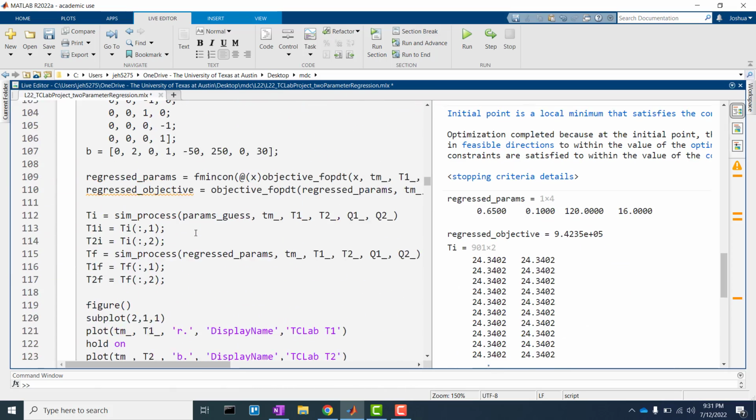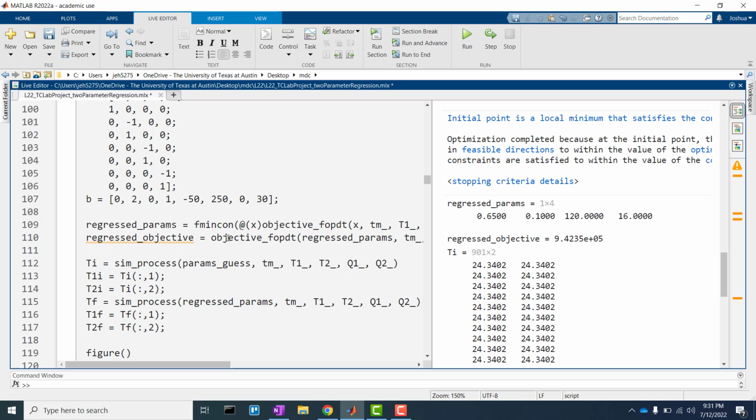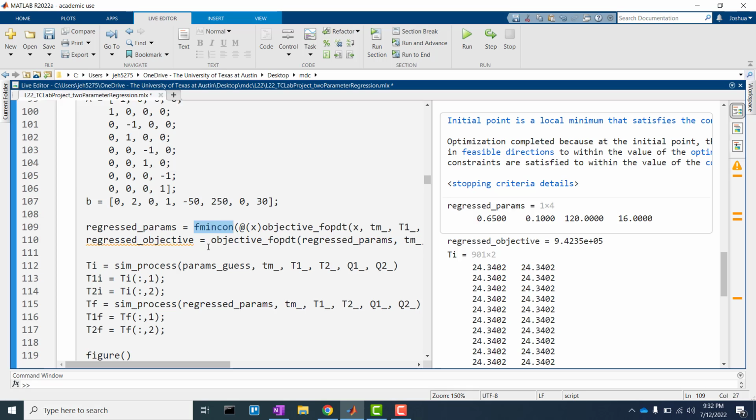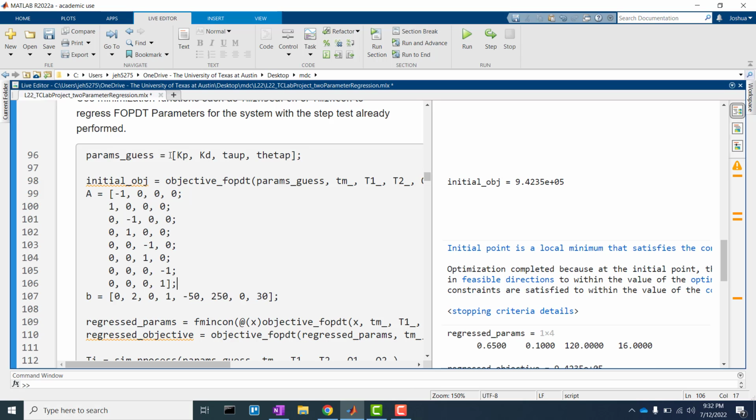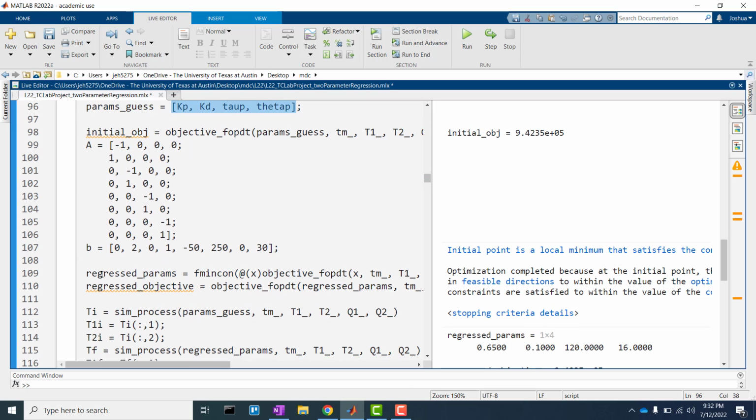So hopefully that makes sense as far as the process of regressing the parameters. Really, the moral of the story here is to use fmincon. There's two things we need to think about. We need to think about our constraints and get them in the form A times x, where x is the parameter we're constraining, is less than or equal to b, and we need to create an objective function.